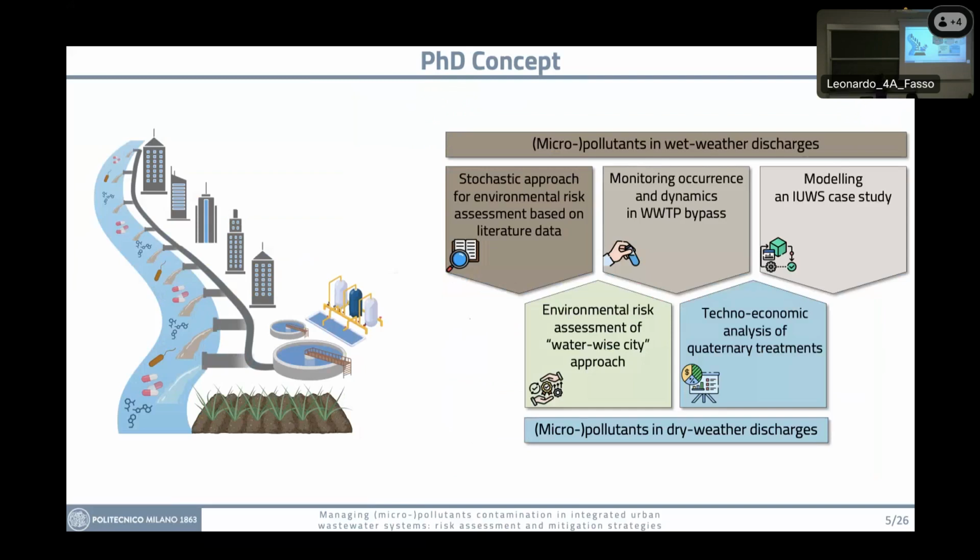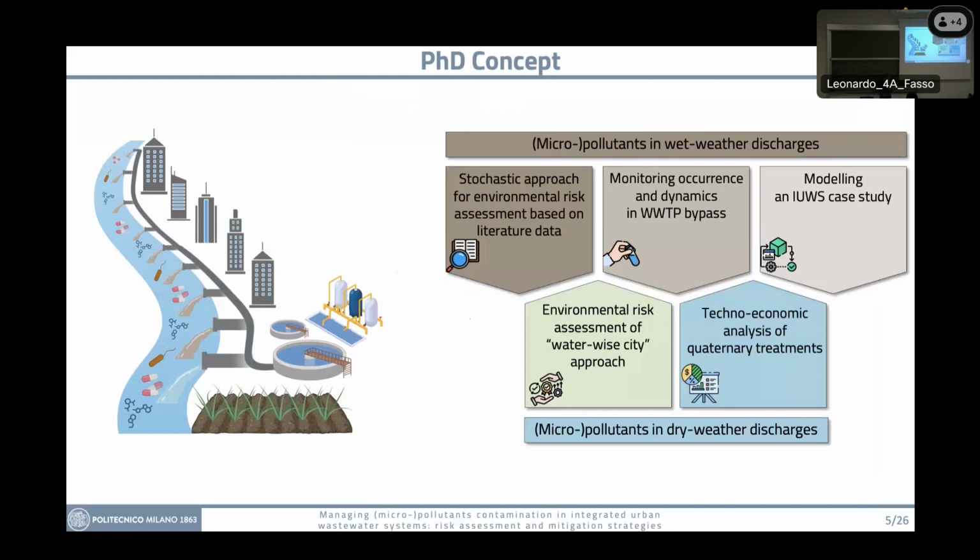The first 3 are related to the pollution discharged during wet weather, and the last 2 are related to the pollution discharged during dry weather. So starting from the first one, we started with a literature survey, and we wanted to assess the environmental risk using the data that are currently available in the literature, and perform a risk assessment with these data that are available, that we know.